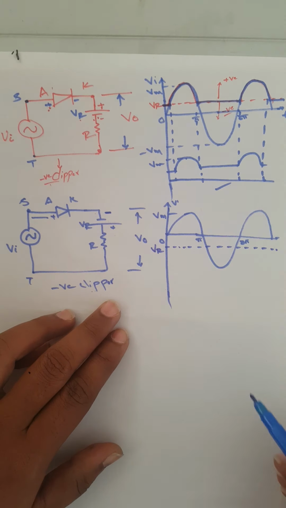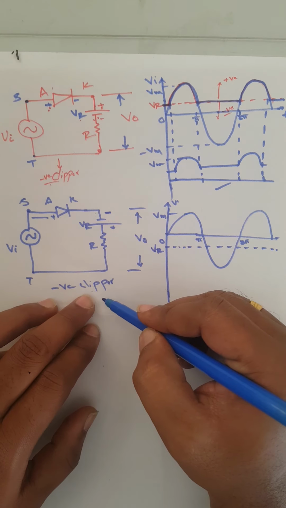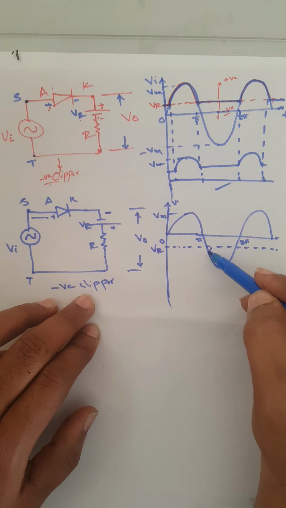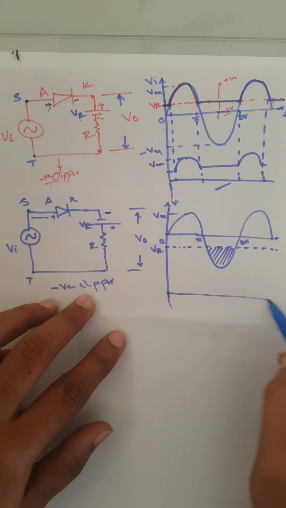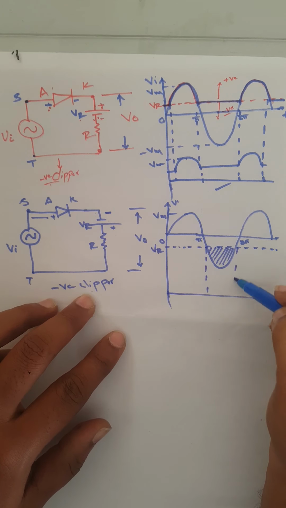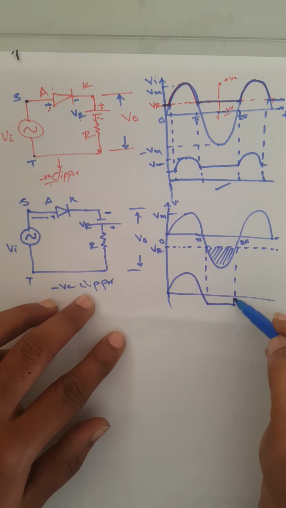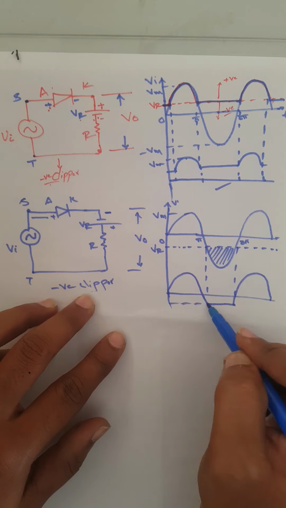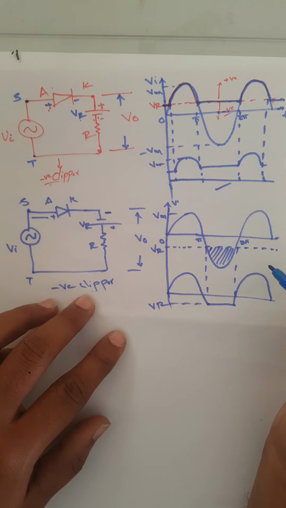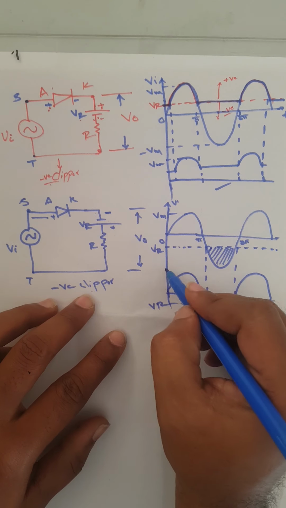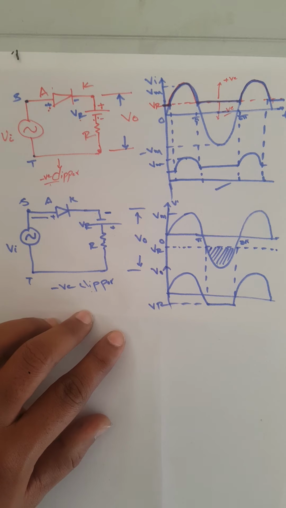So let this be VR. Since it is a negative clipper, it has to clip the negative portion, it means it should clip this portion. So the output waveform will be like this. This is your VR; you have just clipped the negative portion, that is below this VR. So this is how you can simply write the waveforms. Let me apply this circuit for another technique.